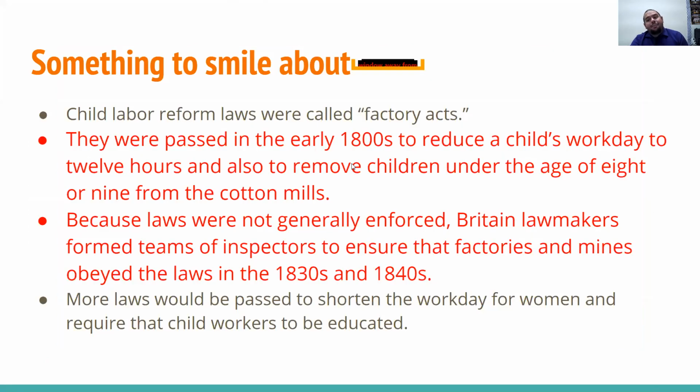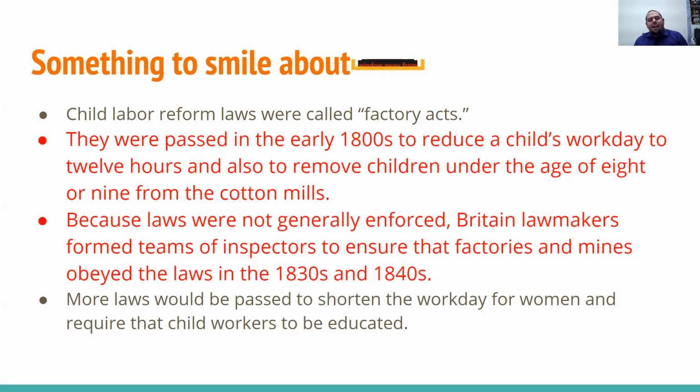All right, however, there was something to smile about. It's not all doom and gloom here. Child labor reform laws were often called factory acts. And these factory acts were passed in the early 1800s to reduce a child's workday from like 16 to 18 hours to 12 hours, and also remove children under the age of 8 or 9 from working in the cotton mills.